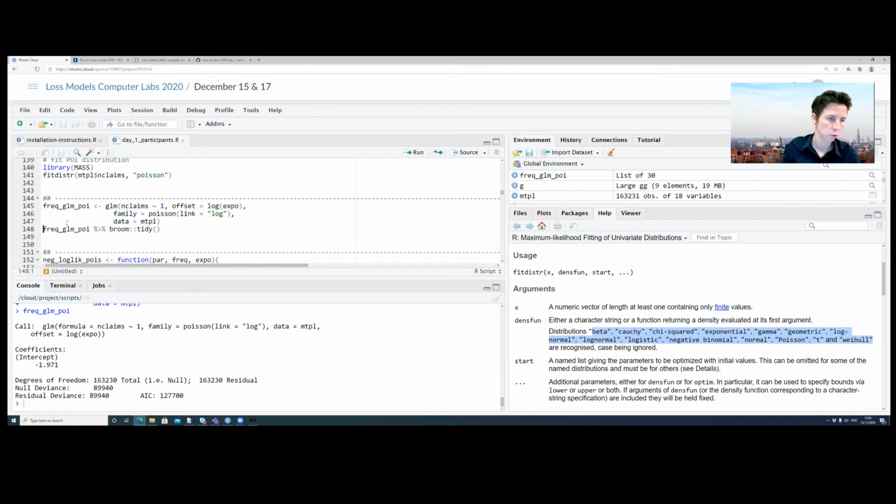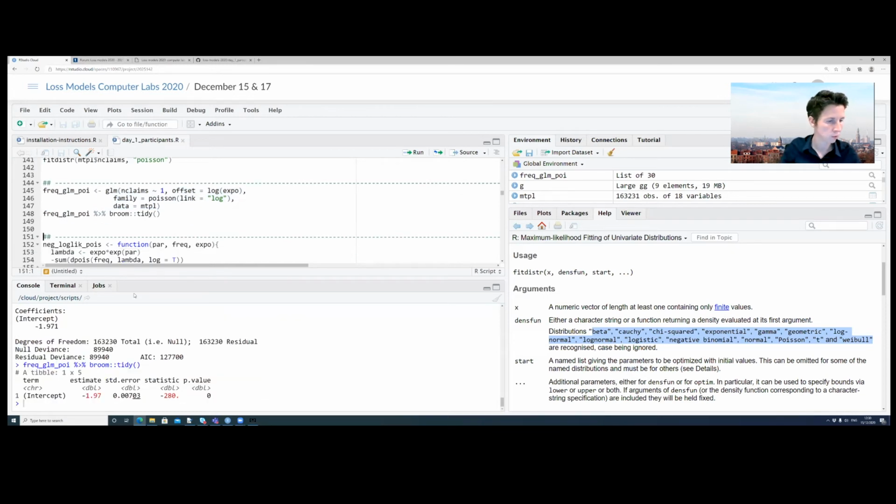I could also, in a more clever way, ask for the results with this broom function. This is just a more tidy way to get the output from calibrating a regression model. And I see that I've got an estimate of minus 1.97.